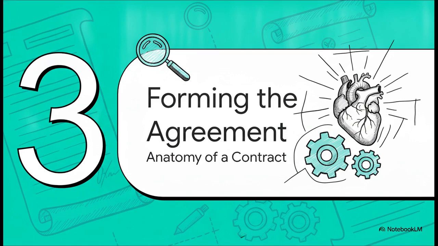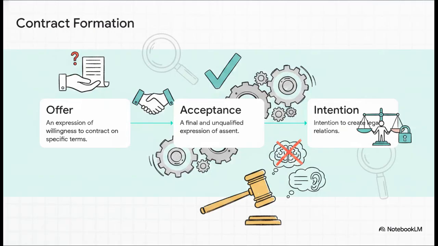Section 3. Forming the agreement. Now that we've sort of mapped the territory, let's strip away all that complex legalese and look at the actual anatomy of how a valid contract is formed under English law. If you take the abstract idea of an agreement and turn it into a practical, digestible checklist, the courts are basically looking for 3 steps.